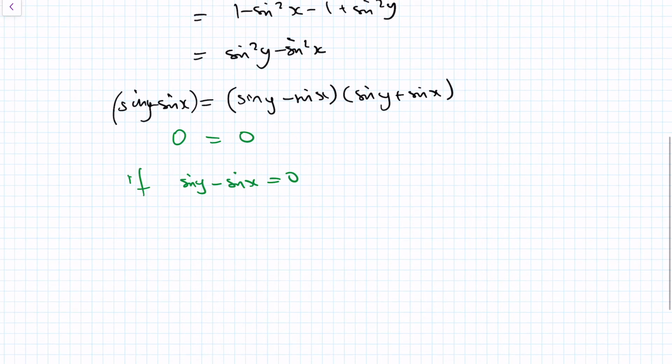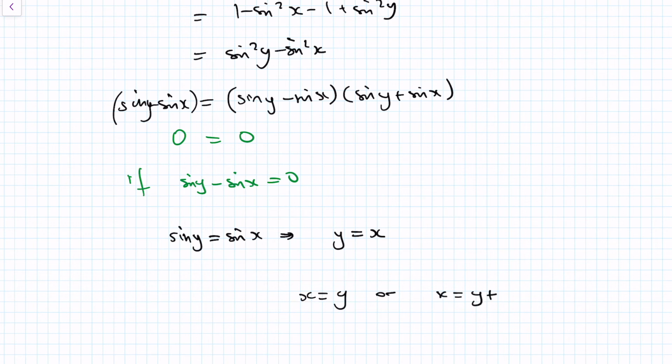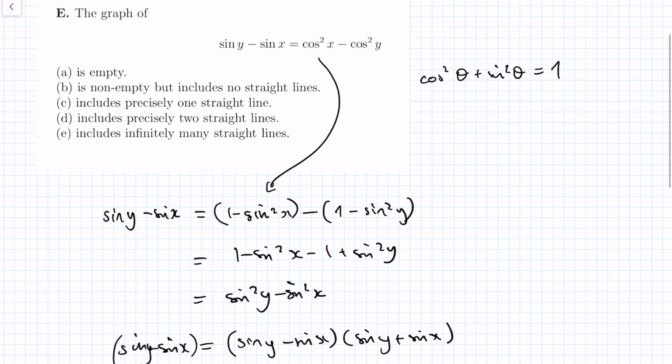So, in other words, we want sine y to equal sine x. That implies y must equal x. And we found at least one straight line, but considering the periodic nature of the sine function, we can have x equal to y, or x equal to y plus 360 degrees, because it repeats itself every 360 degrees. x equal to y plus 720 degrees, and so on. So we have so many straight lines, right? In other words, we have infinitely many straight lines.